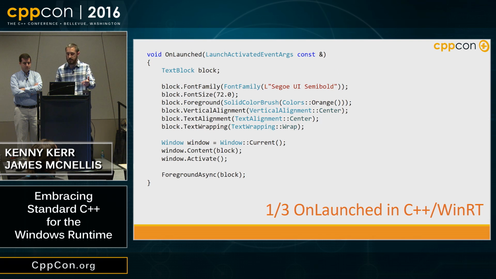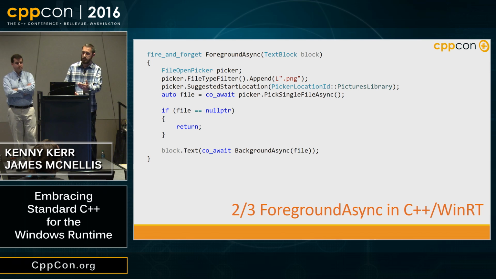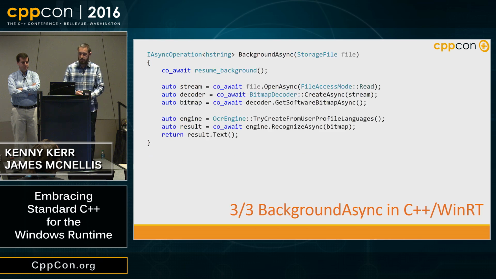OnLaunched does the same thing, creates a text block, sets some properties. It doesn't set the content, and then calls ForegroundAsync. ForegroundAsync, again, does the same thing. We create a FileOpenPicker, we set some properties, and then we co_await on PickSingleFileAsync. It eventually will resume and return a storage file, which we pass to the BackgroundAsync method. And this is where it gets interesting.